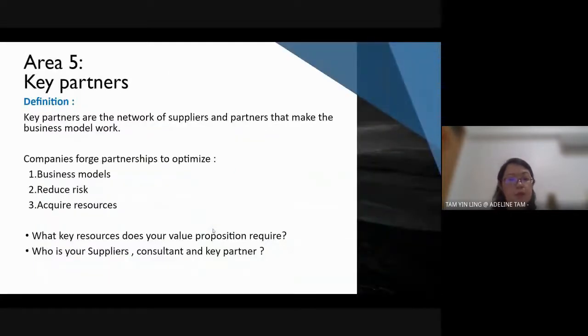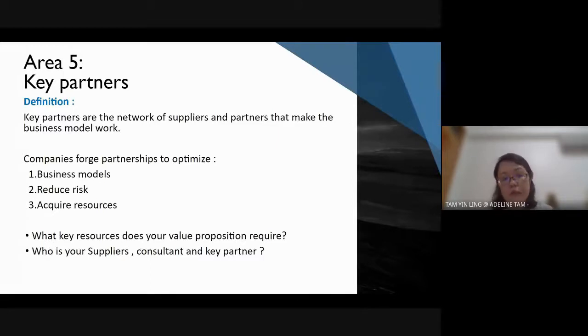Next, key partners. We talk about key partners as the network of suppliers and partners that make the business model work. So let's say you have 6 persons in your group. You are the business owner. So you 6 or 7 of you in a group, you are the business owners. So you are not the key partners. You can say I'm doing a partnership, or a kind of kerjasama, partnership, but you are not the key partners.